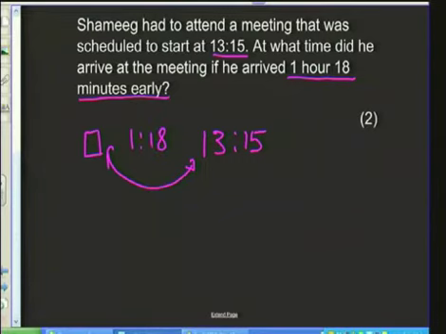So we can take our time of our meeting. If you draw it like this, like I've just done, it makes it easier for you to understand what you actually need to do with the numbers.